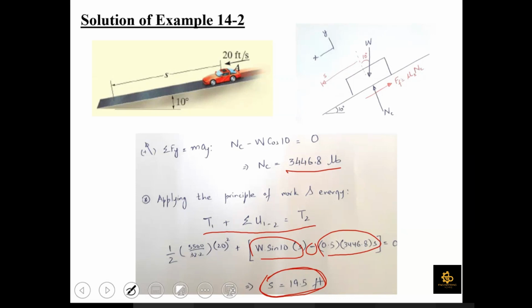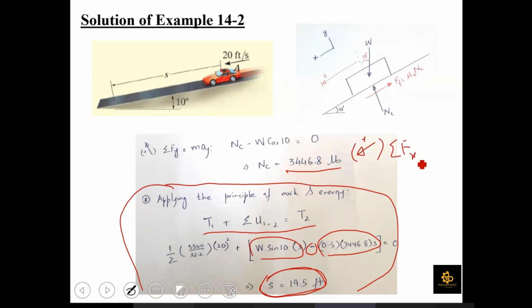What about instead of using this principle of work and energy, I use the equation of motion? Can I solve it using the equation of motion? Yes, sir. So I will apply the equation of motion along the x-axis; along the y-axis I have already applied it. Applying it along the x-axis, summation Fx equals ma. The forces acting along the x-axis are the component of weight, which is W sin 10 with a positive sign, because when you resolve W, this is the component acting towards the positive x-axis, and the force of friction acting towards the negative x-axis. So W sin 10 minus mu NC should be equal to ma.